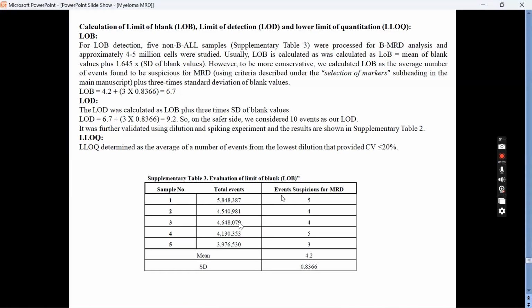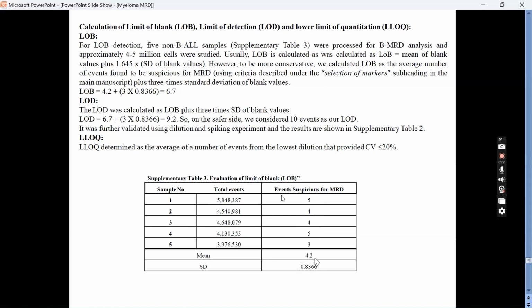So I have run 5 samples, 5 non-BMRD samples, BLL samples. And I found that in the first sample, I got 5 events in that MRD gate. Second, I had 4. Third, I had 4. Similarly, fourth, 5 events. And in the fifth sample, I got 3 events in that MRD gate. Now I need to take the average of this, and the standard deviation.